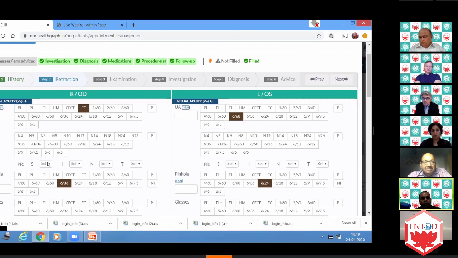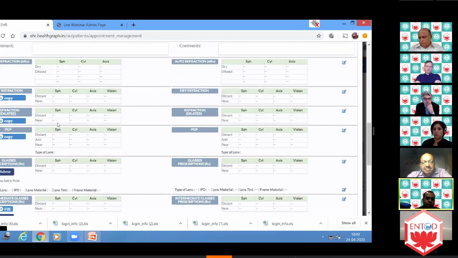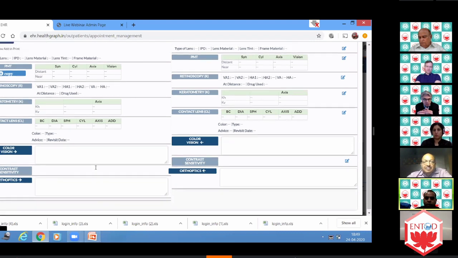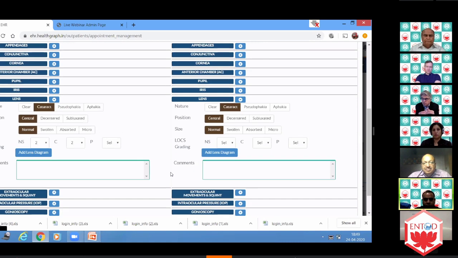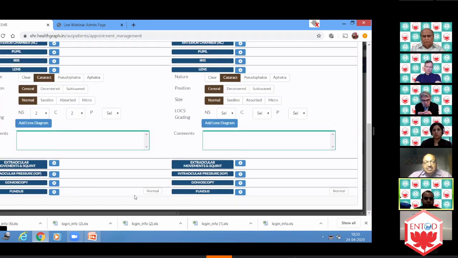This is unaided vision, pinhole, glasses, contact lens, and this is intraocular pressure, auto-refraction, dry refraction, refraction, dilated pupil, glasses prescription, and even post-mydriatic test, keratometry, contrast and color vision. Everything for that refraction, you just fill it in. Here comes the examination segment. If we see the patient has a cataract of grade 2 and cortical type of 2, and if you want to put a diagram, you just draw the diagram there. So it is not difficult to record that.